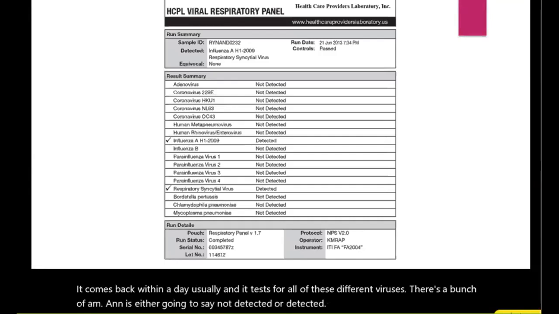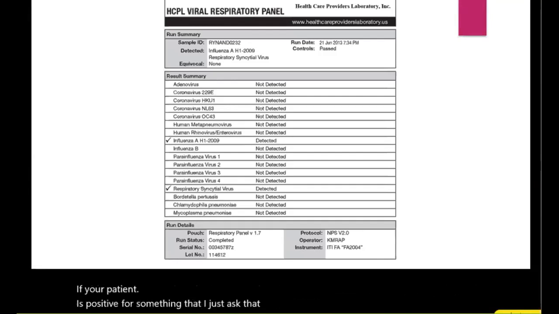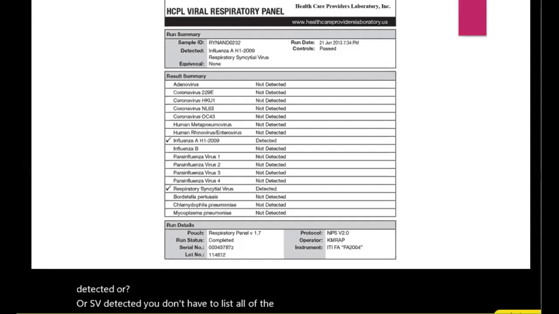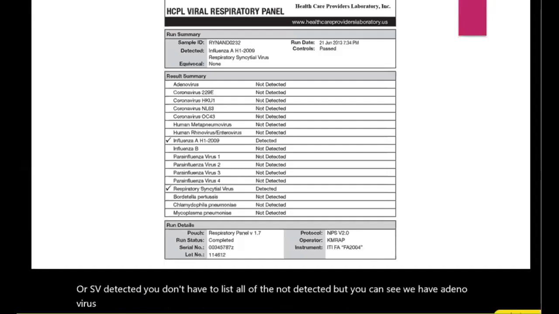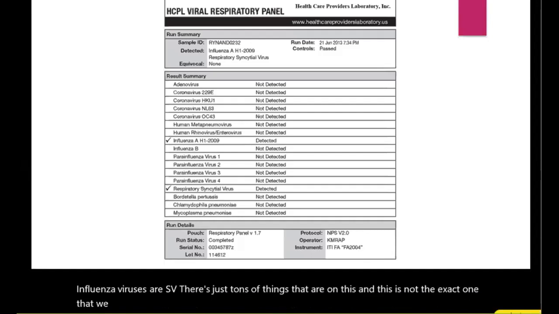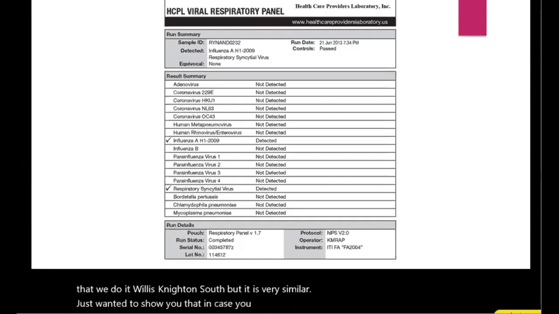If your patient is positive for something, then I just ask that you document viral respiratory panel, influenza A detected, or RSV detected. You don't have to list all of the not detected, but you can see we have adenovirus, coronavirus, human metapneumovirus, rhinoenterovirus, the flu viruses, the parainfluenza viruses, RSV. There's just tons of things on this, and this is not the exact one that we do at Willis Knighton South, but it is very similar. Just wanted to show you that in case you haven't seen that.